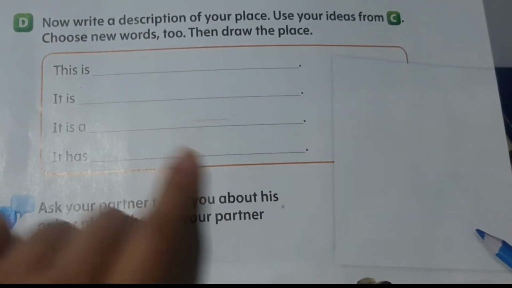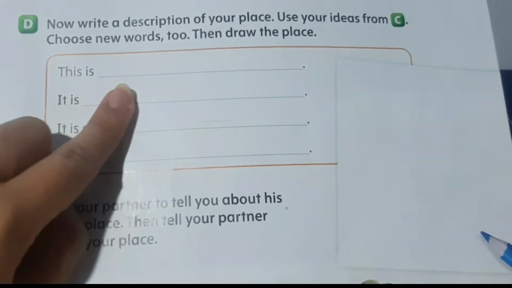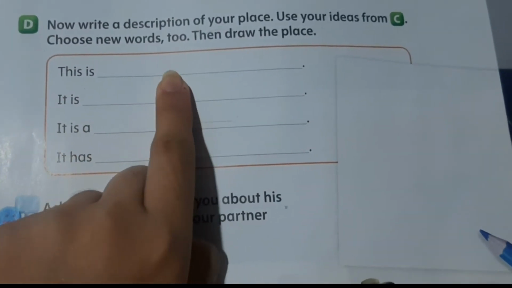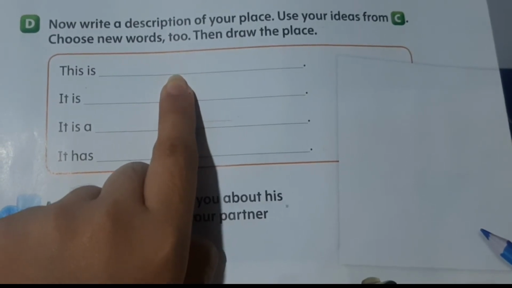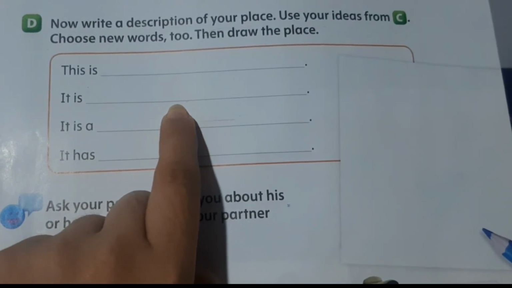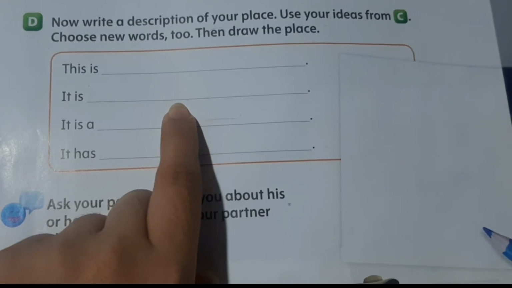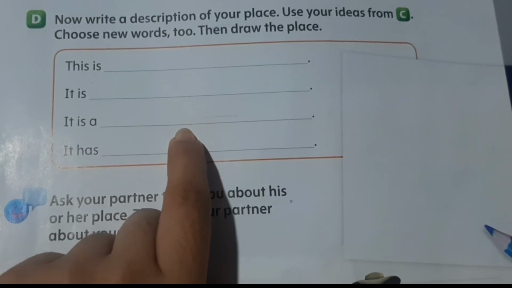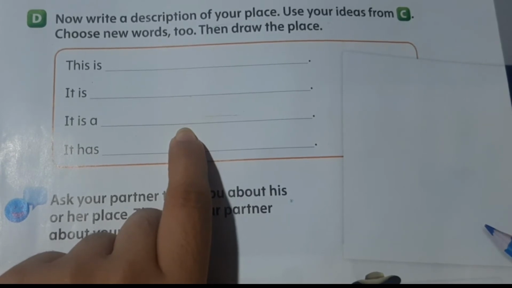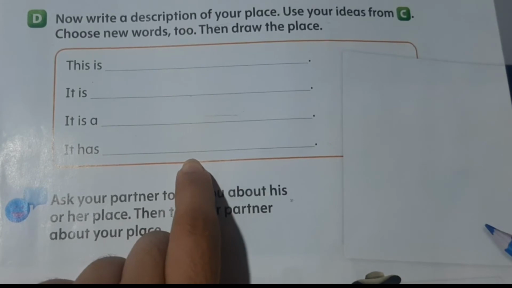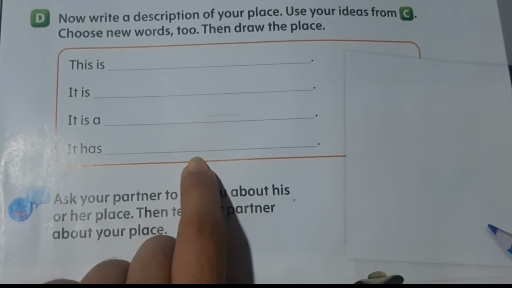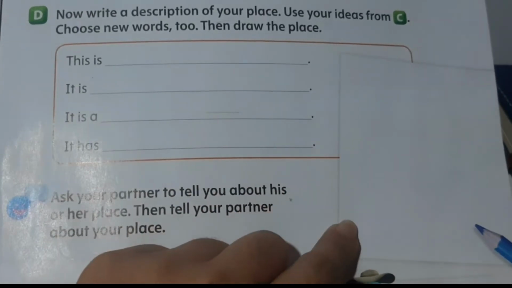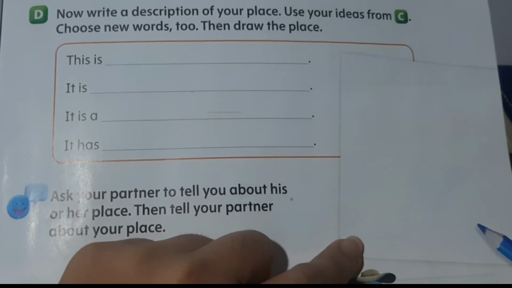Let's review again. In the first sentence, write the name of the place. Next is the location. Where can you find the place? You write the location in the second sentence. In the third sentence, write if the place is small or big. And for the last sentence, it has blank. What can you see in that place? Write what that place has. After that, draw in the box the place or what you can see in that place.